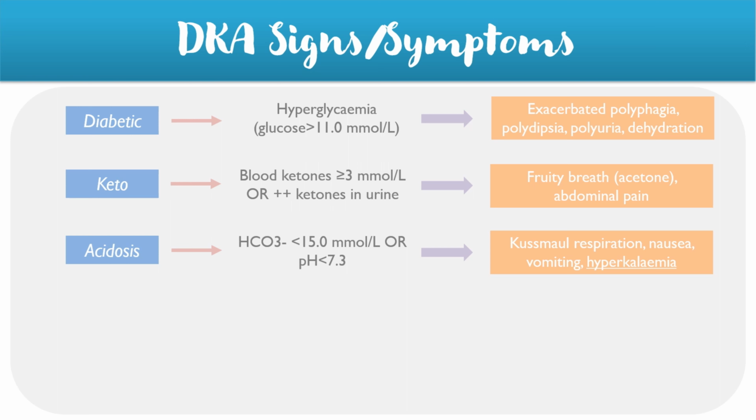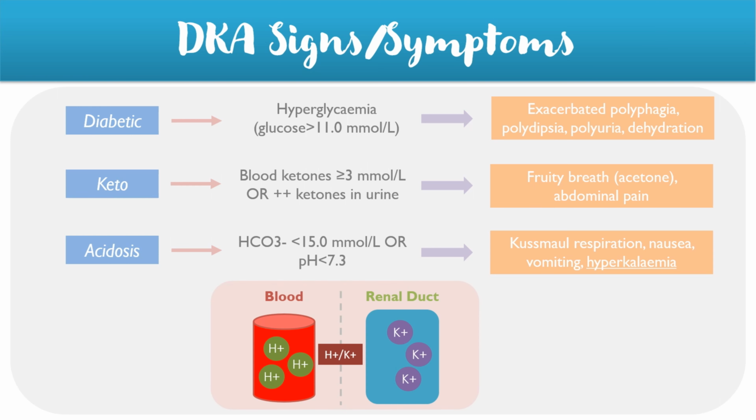There could also be electrolyte changes, and just to explain this, in the renal system we have a hydrogen-potassium exchanger. So as the levels of hydrogen ions increase or the blood becomes more acidic, these can basically exchange for potassium ions, resulting in a hyperkalemic picture.